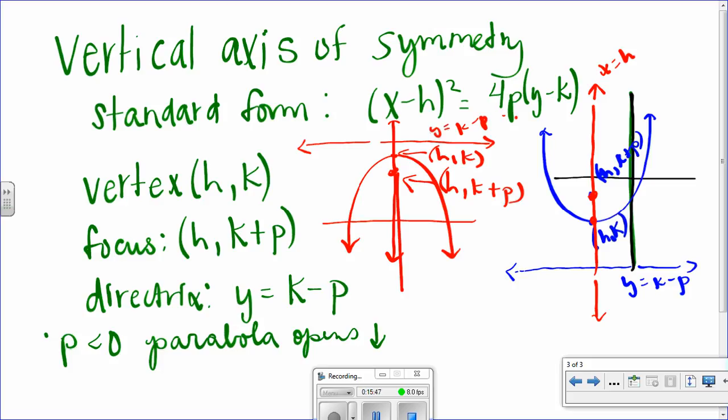This can be on your note card. Everything that's on the screen right now can be on your note card. Not that you have to get out a note card right now. I'm just saying, when it comes to note card time, this can be on there. Okay.